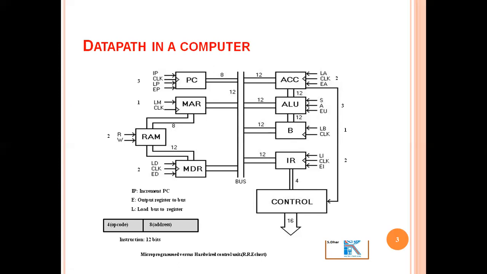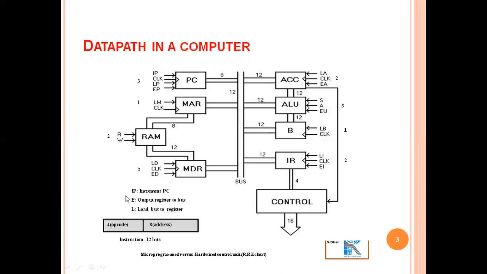Clear? But we have to design this sequence. Sequence means which control signal will activate after which control signal. This sequence has to be generated by the control unit. So the control unit generates the 16 control signals. All the control signals are not required at the same time. Some have to be made 0 and some have to be made 1. Why 0? Because that is not required at that time. All the signals that are required at that time, in this case IR to PC, we require the signal EI, so EI should be 1 and LP should be 1. All other signals should be 0. So this sequence has to be generated by the control unit.